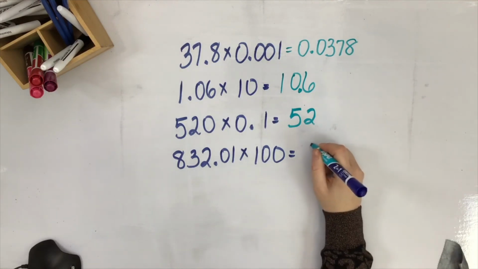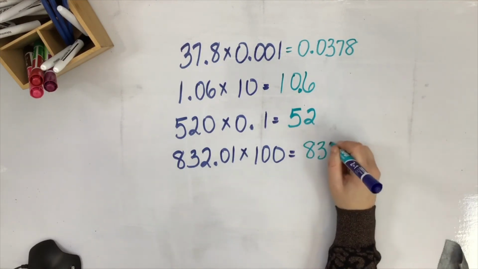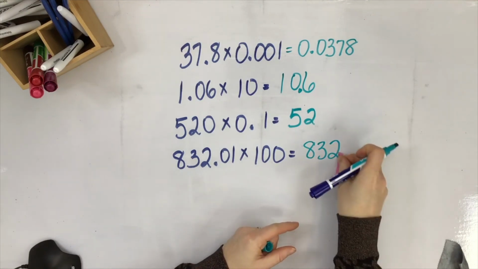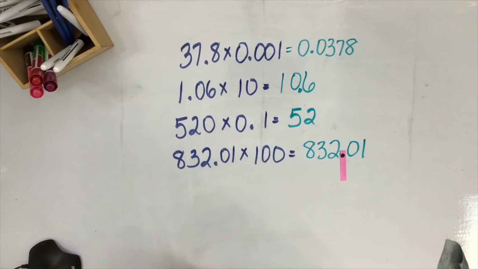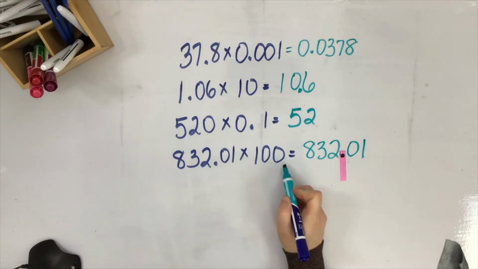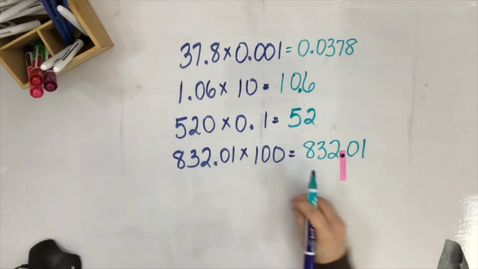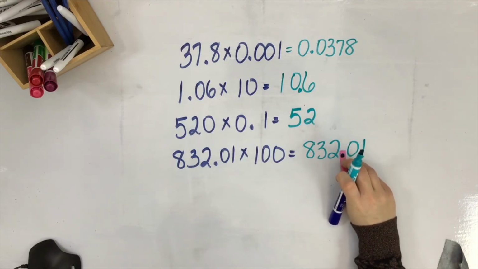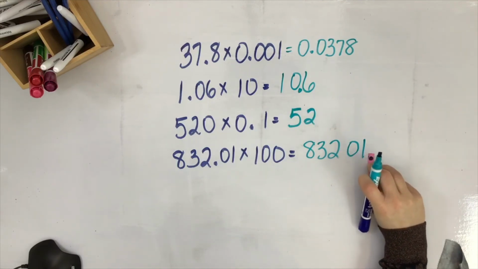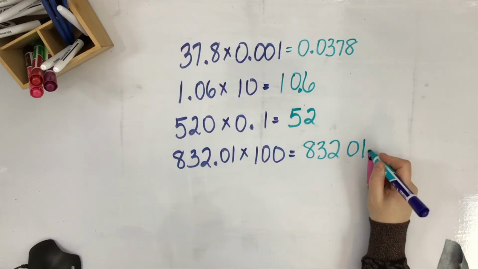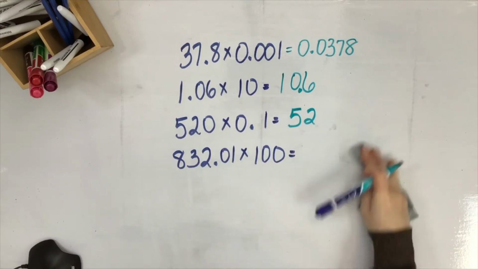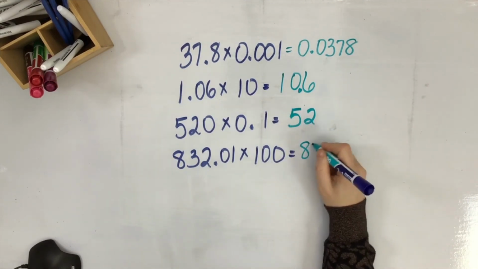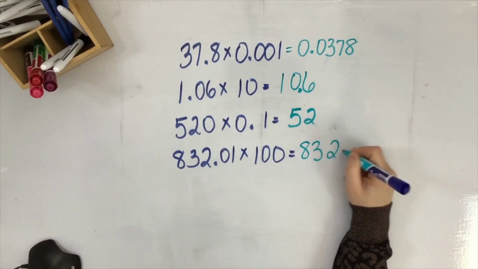Okay, and lastly, the 832 and 1/100th that we started with needs to increase by 100 times. Need to multiply it by 100, which means I'll move the decimal 2 times to the right. It's going to live right here. So we're going to have 83,201. Let's write that nice. 83,201.